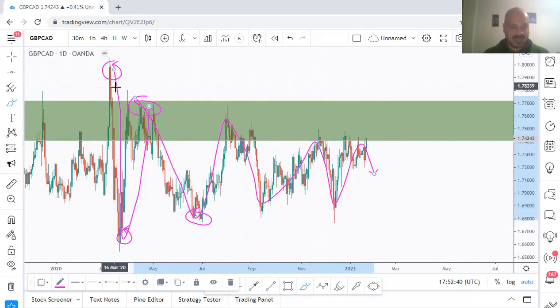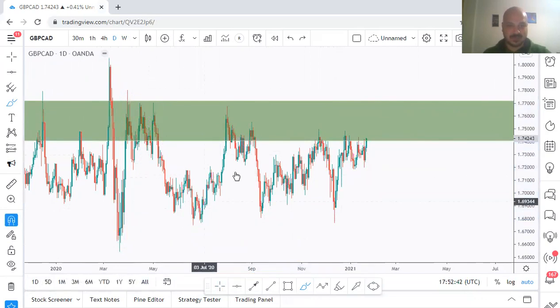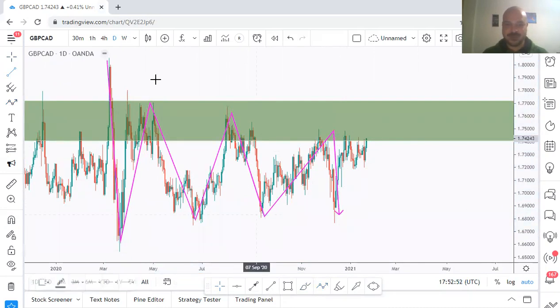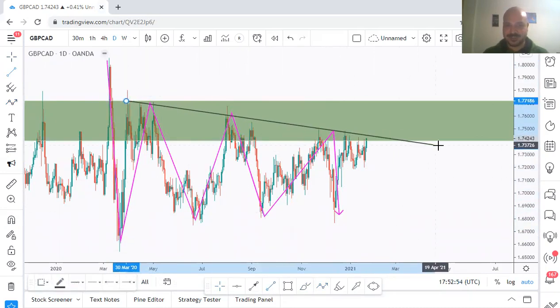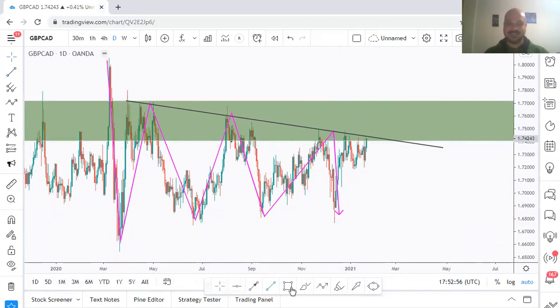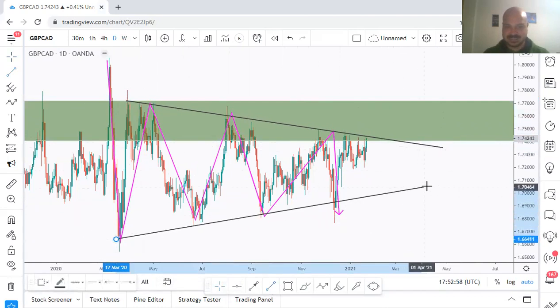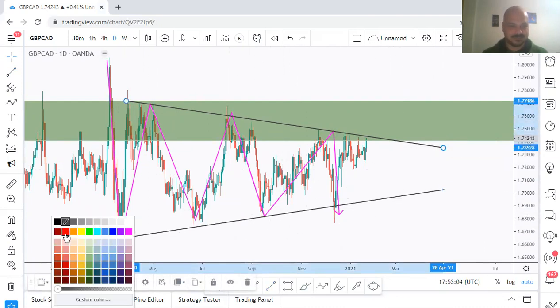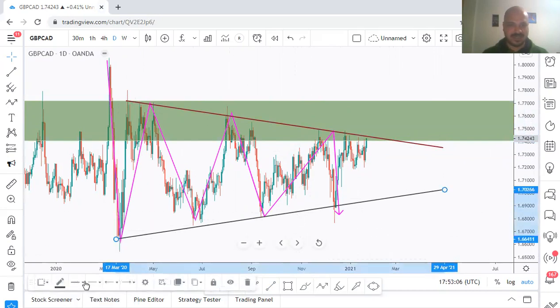So when I drew this projection, here we go, let me draw it like this. So 1, 2, 3, 4, 5, here we go, right? So you can know that you can already draw a trend line here and draw a trend line here, right? So here we go, we have a symmetrical triangle. Let's make it in brown. Here we go, and this one as well.